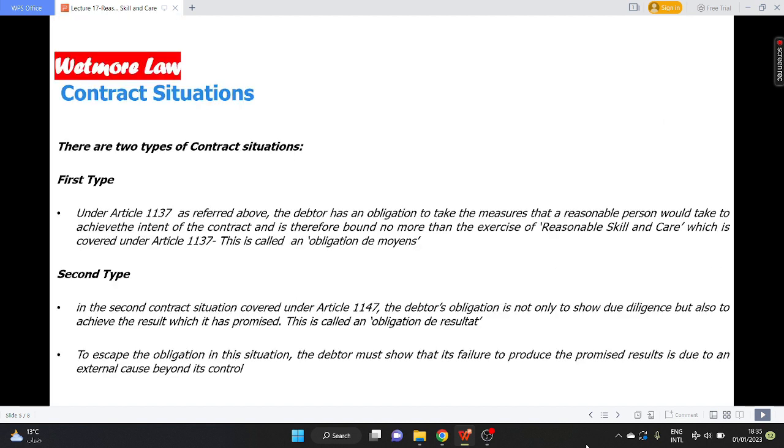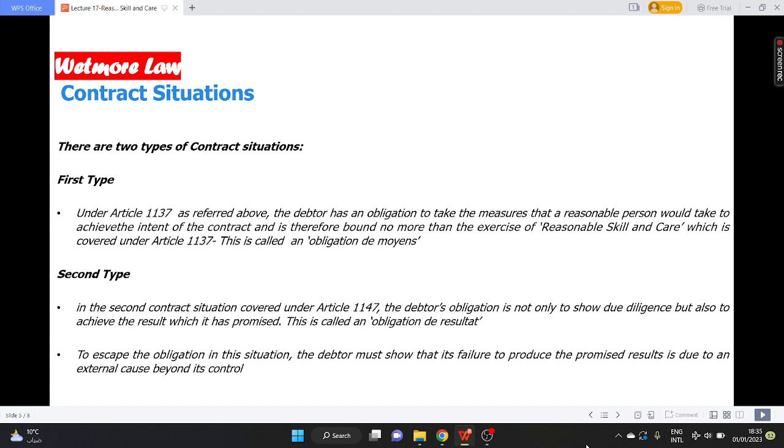Contract situations. There are two types of contract situations. First type, under Article 1137 as referred above, the debtor has an obligation to take the measures that a reasonable person should take to achieve the intent of the contract and is therefore bound no more than the exercise of reasonable skill and care, which is covered under Article 1137. This is called an obligation de moyens.